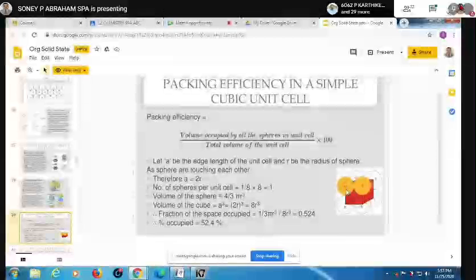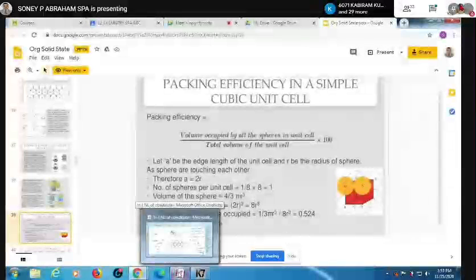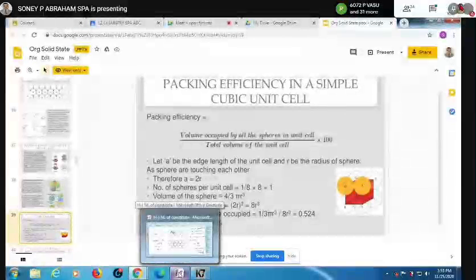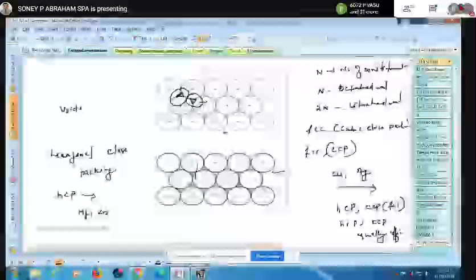Now, before going to the packing efficiency, we'll see how to find the formula of the compound from the number of tetrahedral voids as well as the number of octahedral voids. And as I told you, the number of tetrahedral voids as well as the number of octahedral voids depends upon what?